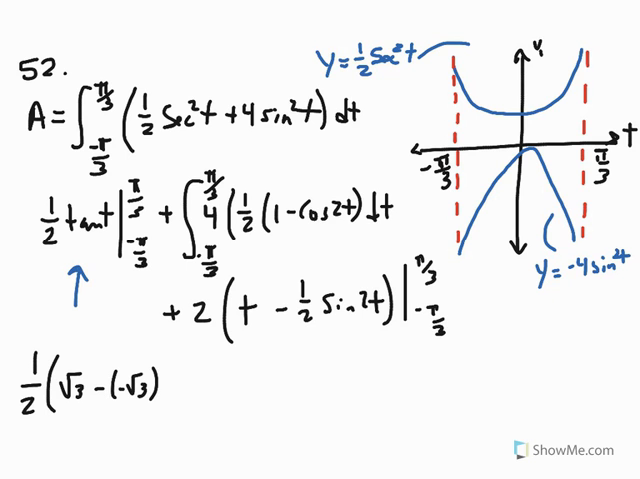And then over here, when I plug in π/3, I of course get π/3 for t, and the sine of 2π/3 is square root of 3 over 2 minus, so it's going to be minus 1/2 times the square root of 3 over 2, that's square root of 3 over 4. When I plug in a negative π/3, I'm going to get negative π/3 for t, and the sine of negative 2π/3 is negative square root of 3 over 2. This is going to be plus square root of 3 over 4.